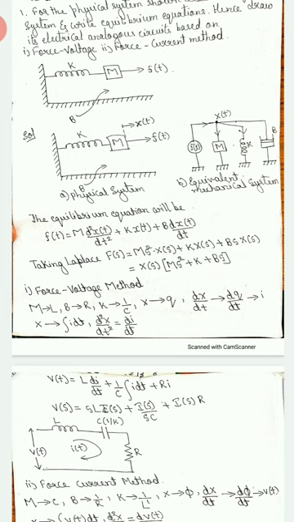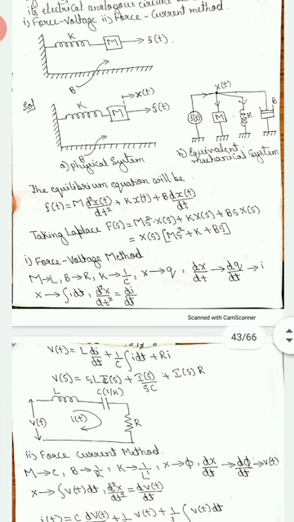Next, taking Laplace, you'll get f of s is equal to m s square x of s plus k into x of s plus b into s into x of s. If you take x of s common, then you'll get ms square plus bs plus k. First draw the physical system and equivalent mechanical system and write the equation for that.